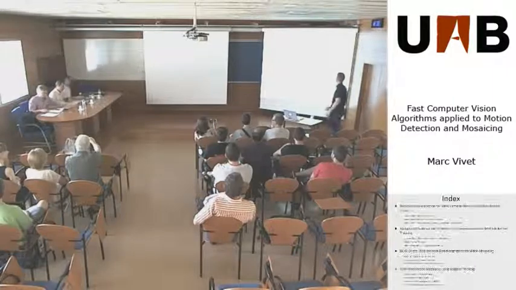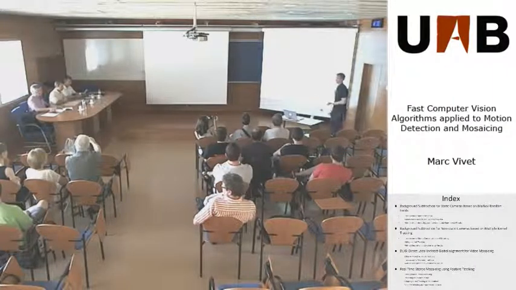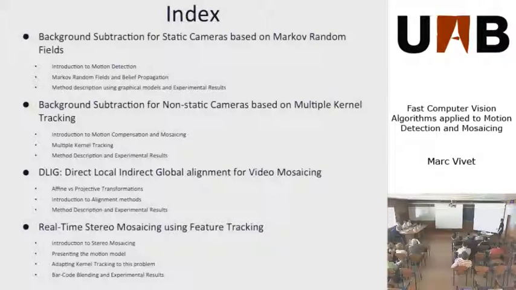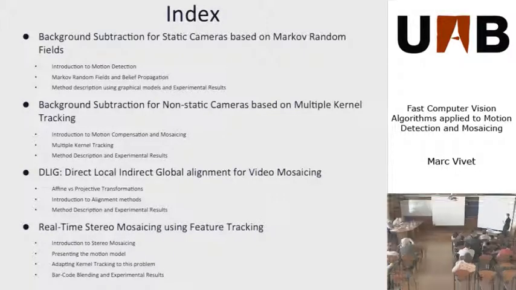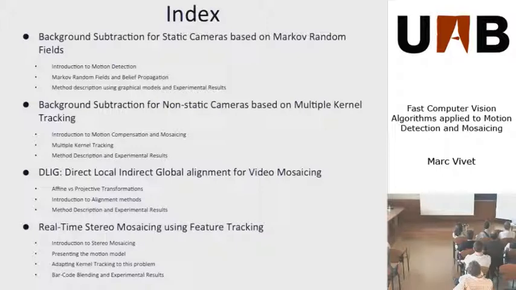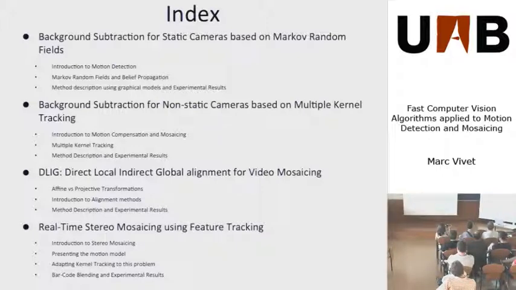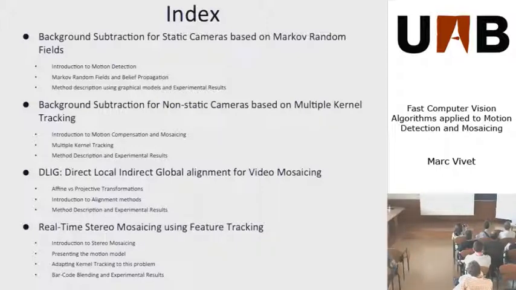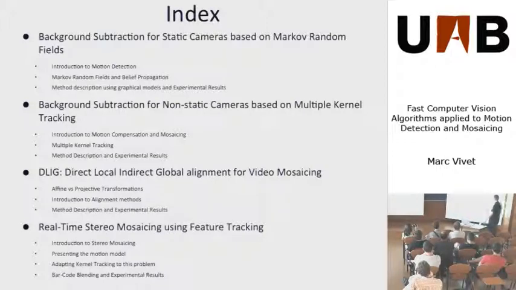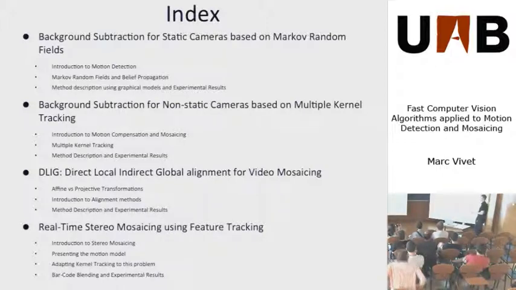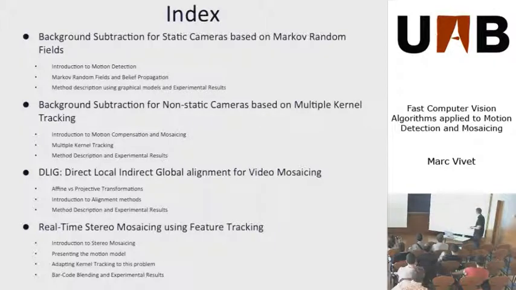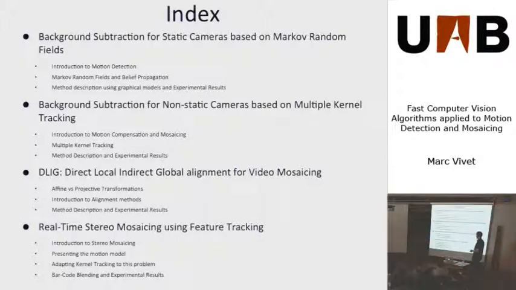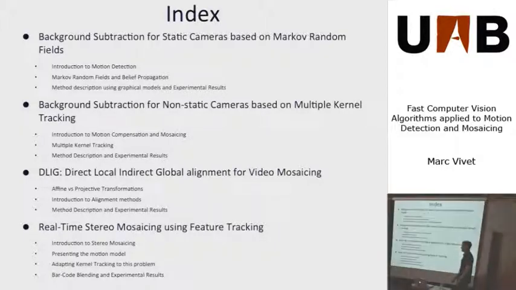Thank you. Well, this presentation is structured in 4 parts. We will introduce the topic of motion detection, and we will present a new method for this topic. Then we will present another method for aligning the images in order to use the previous motion detector method when the camera is not static. Then we will present a new alignment method, the DLIG. And finally, we will show a method for generating stereo mosaics.